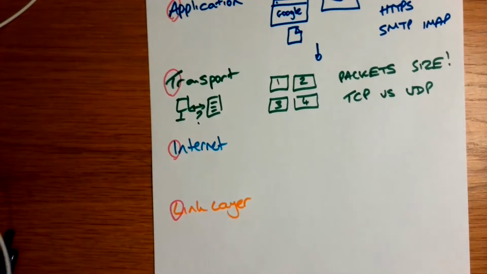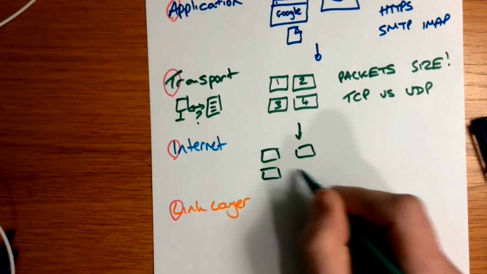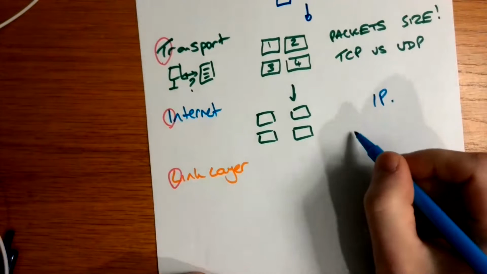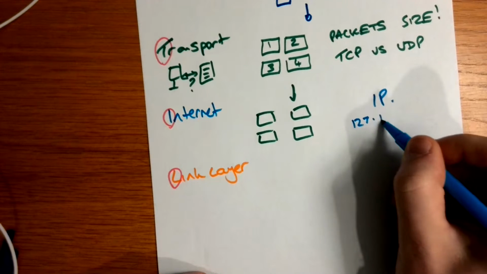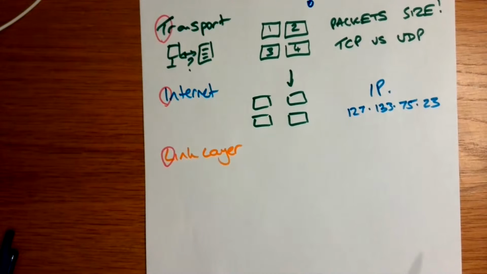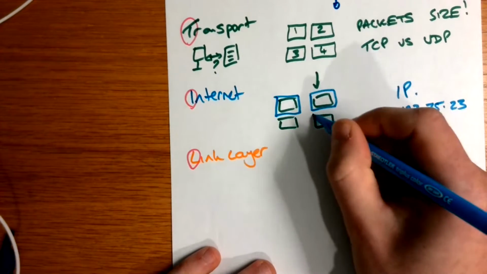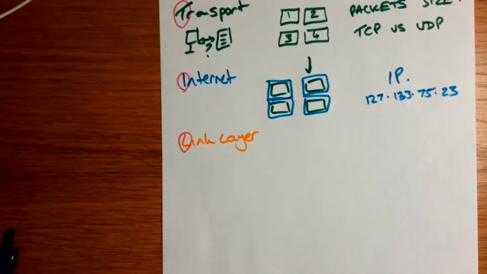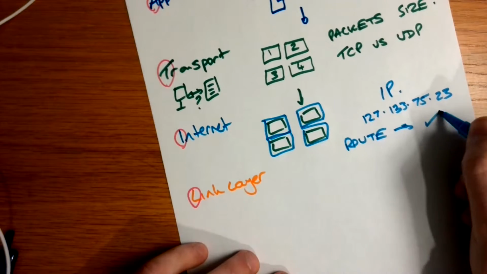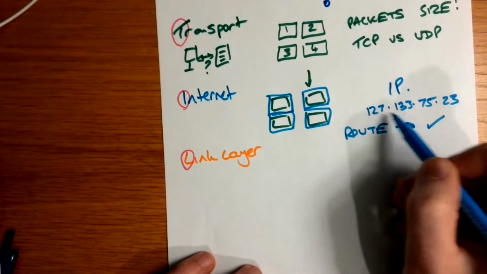So then we go down to the internet layer. Our packets have been passed down to our internet layer, and here we are going to use the internet protocol, which is like an address, 172.133.75.23, whatever it is. At the internet layer, we address these packets with our IP addresses of where it's going to and where it's going from, and it gets ready to route the packet across the network.